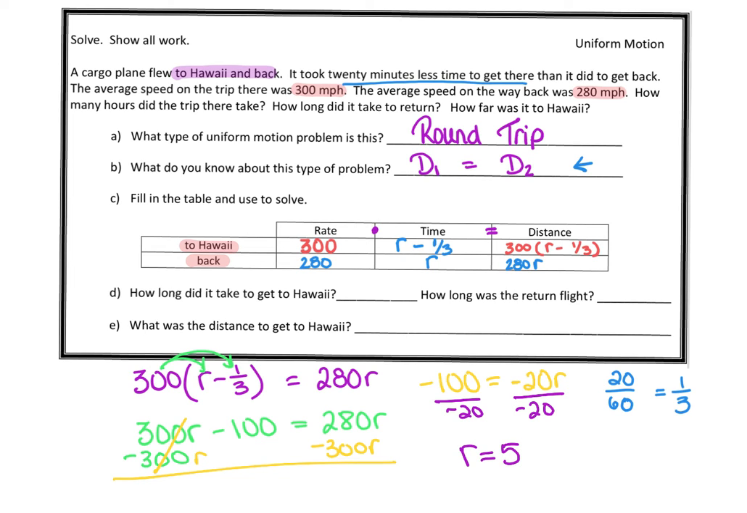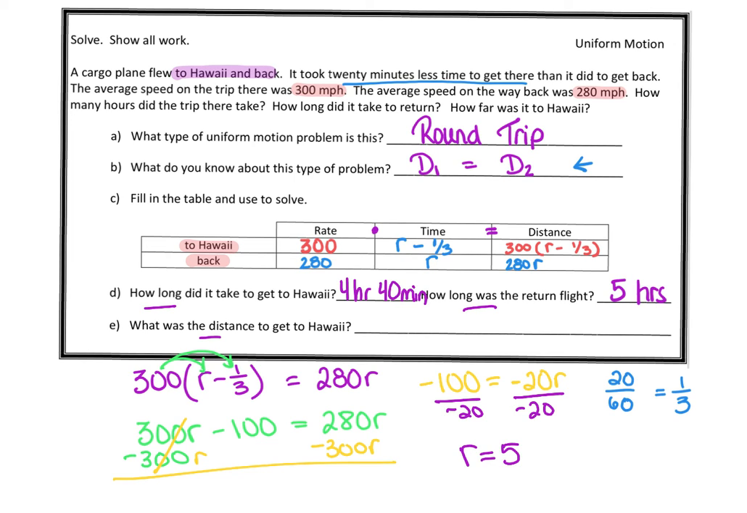So which question did I answer down here? How long did it take to get away? How long to return? How long was the return flight? That was 5 hours, right? That was 5 hours. How long then did it take to get there? Well, 20 minutes less. So how long did it take? 4 hours and how many minutes? There we go. 4 hours and 40 minutes. I just subtracted 20 minutes.